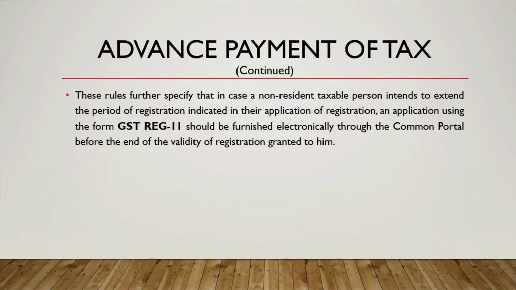Now, an application using the form GST REG 11 should be furnished electronically through the common portal before the end of the validity of registration granted to him. So if at all he wants the extension, he shall file an application using the form GST REG 11, which is to be done exactly electronically through the same common portal, but before the end of validity of registration granted to him.